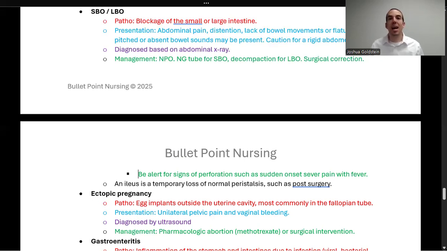If it's blocked and now there's a backup, when there's a backup, there's high pressure. If there's high pressure, it can rupture, it can perforate, and now all of a sudden the patient's going to end up quite possibly in sepsis. So this is definitely something you're going to look out for.